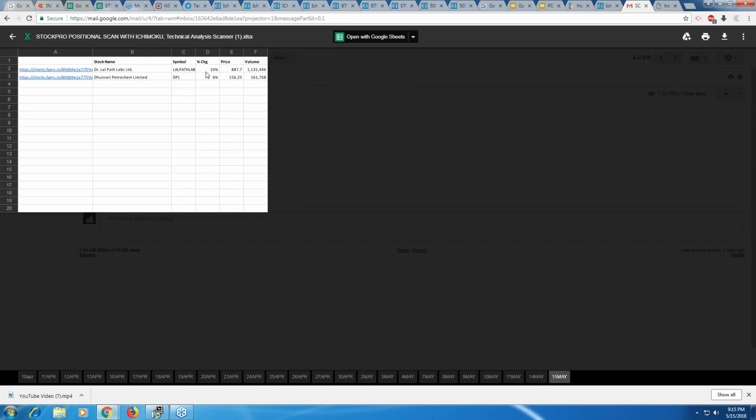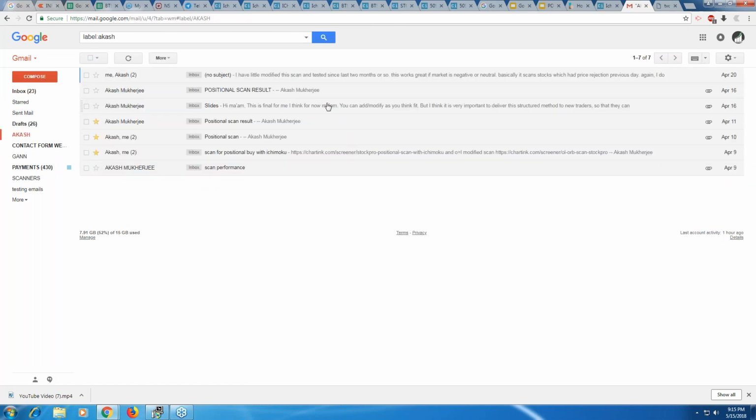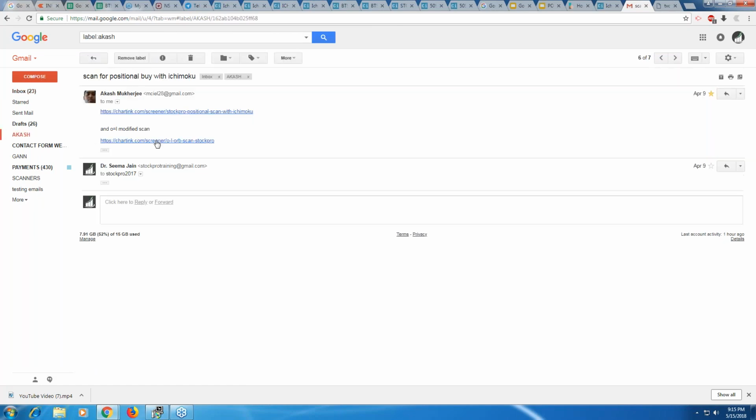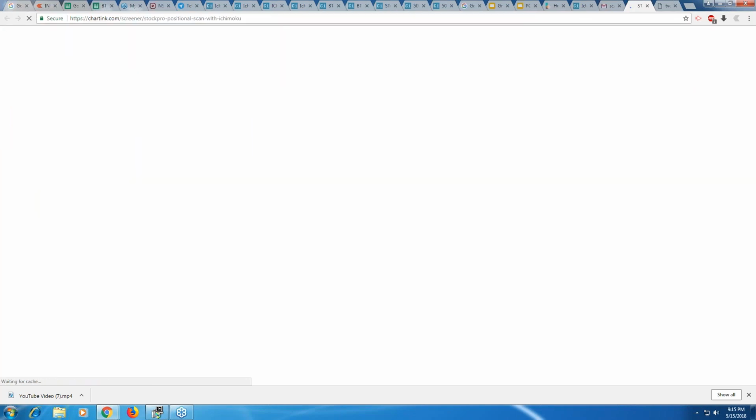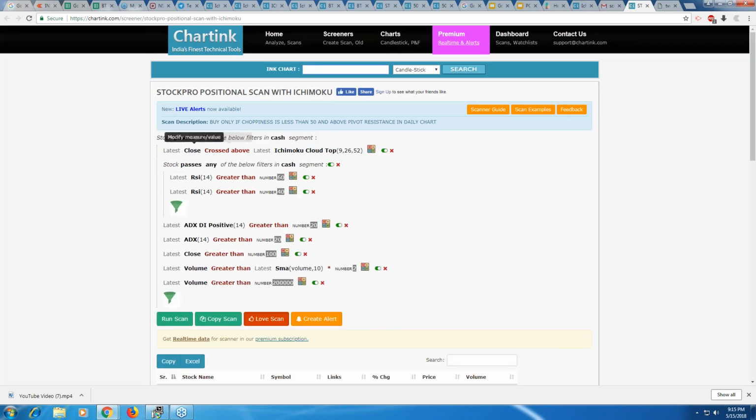Latest, on 15th May, we also figured out there are 2 stocks, Dr. Lal Path and Dhansri Petrochemicals Limited, right? So I'm going to give you the scanner which Akash has made. The scanner that he has made is here. This is our stock propositional scanner with Ichimoku, and this scanner is basically this, right? Here what we have written is that the latest Ichimoku Cloud crossed above the latest Ichimoku Cloud top and passes these filters in the cash segment. So what are those?